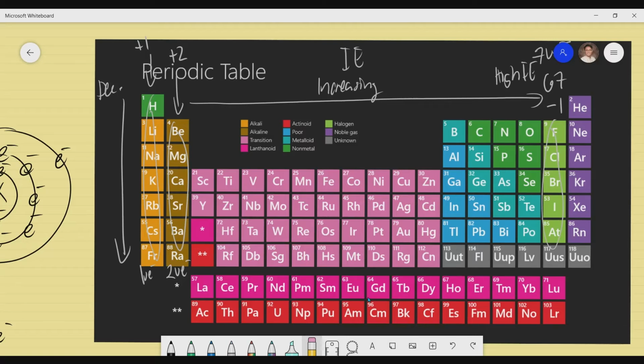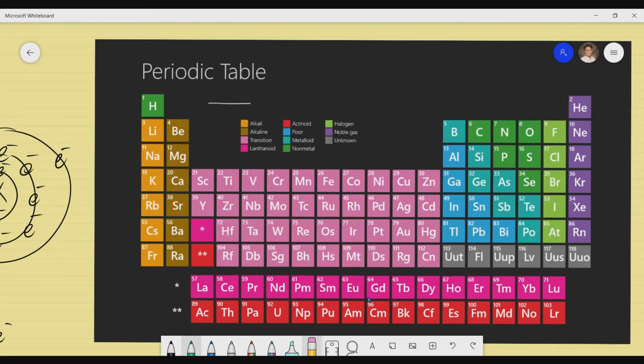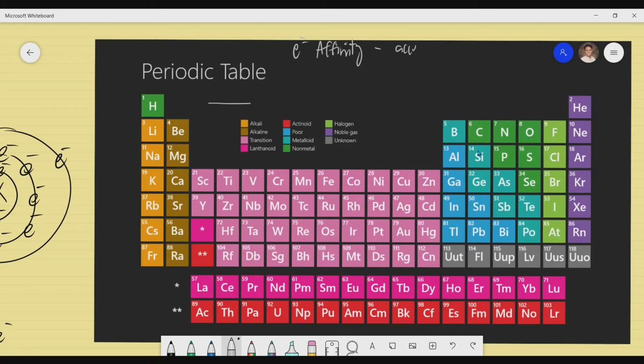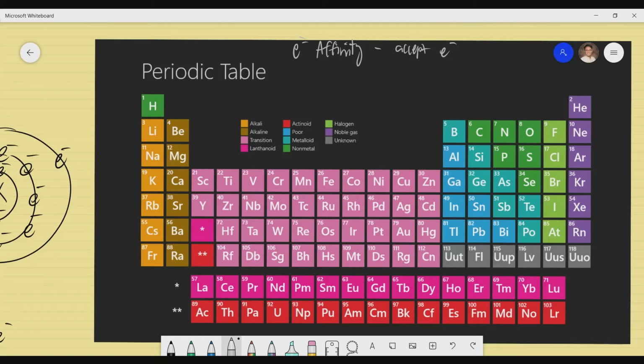So let me just show you another example. So let me just remove these things. Okay, so right now we're talking about electron affinity. Again, electron affinity is the acceptance or the ability to accept electron, ang kakayanan na tumanggap. We call this one our trend: left to right increasing, top to bottom decreasing. How? So from left to right, that is increasing. And then from top to bottom, that is decreasing.